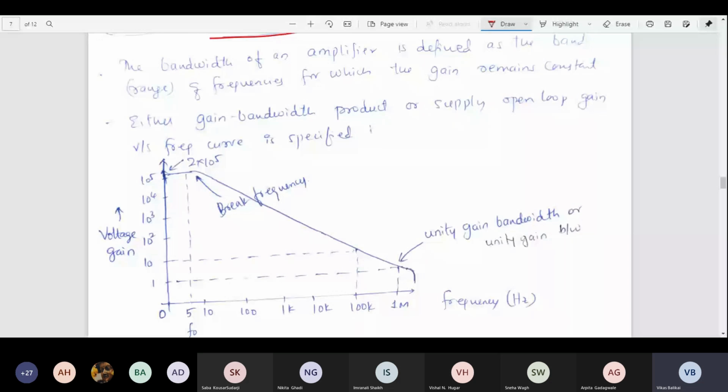I have just drawn the small graph. Here, this x-axis is your frequency and the y-axis is the voltage gain. Gain I have not taken in terms of dB. I have taken a simple number. So these are my gain. This is my frequency.